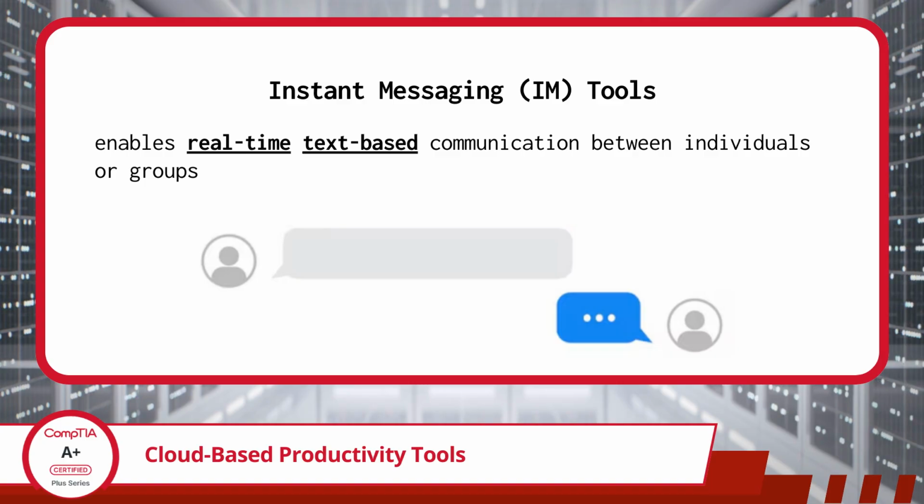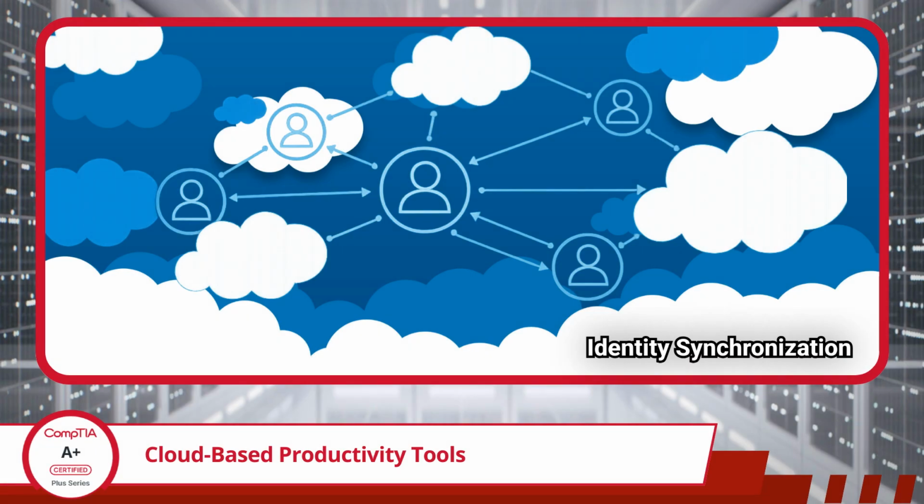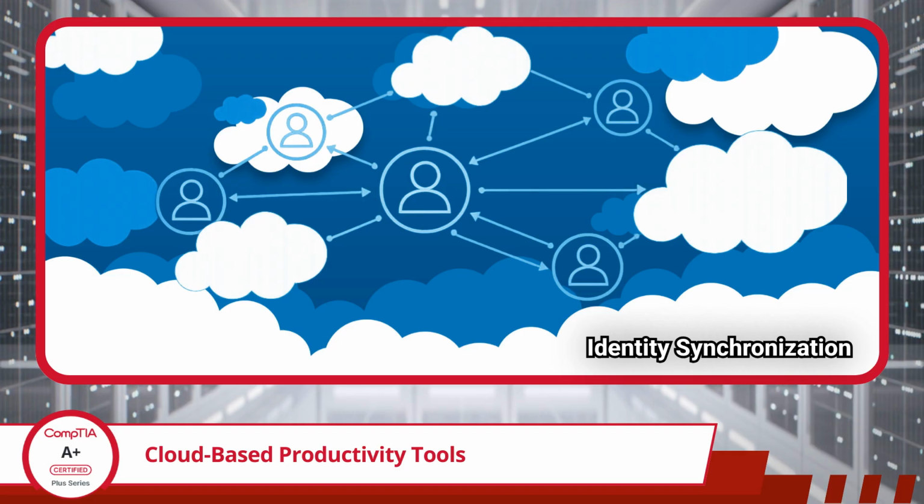connected. While each of these tools serves a different purpose, they are often used together as part of a connected system. Email, cloud storage, and collaboration platforms all rely on user accounts to control access and ensure the right people can view and edit the right content. To make this work smoothly, there needs to be a consistent way to manage those user accounts across multiple services. This is where identity synchronization comes into play.